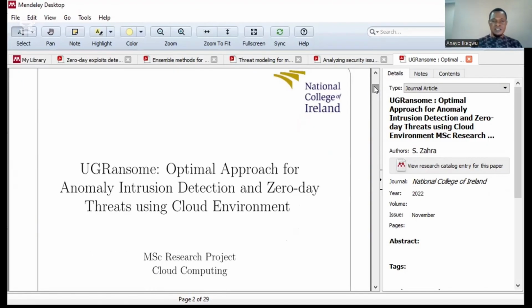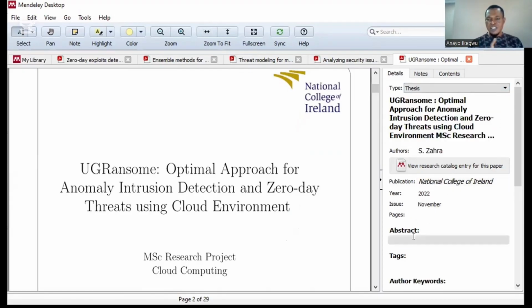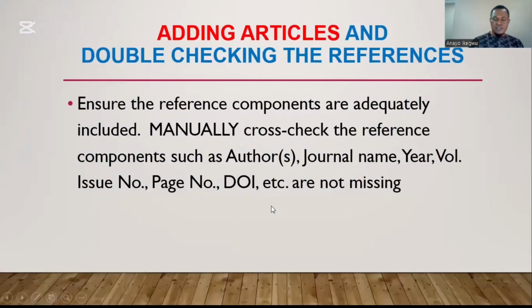But the most important thing is that, okay, this is even a master's research. So you need to go back here, select that, and check what this type is. The most important thing here is that you ensure that the journal name, the year, and either page number or issue number, one or two of them, must be there. You manually cross-check everything before you can move on. All right, has that been done? Then we go back to this.